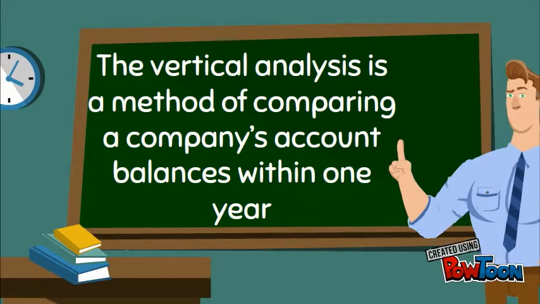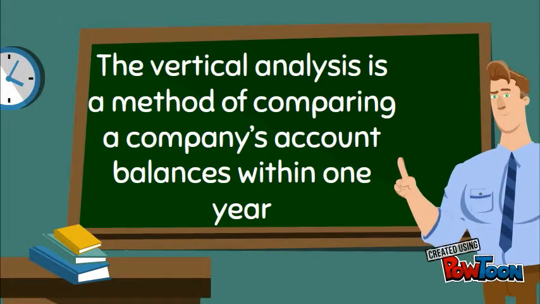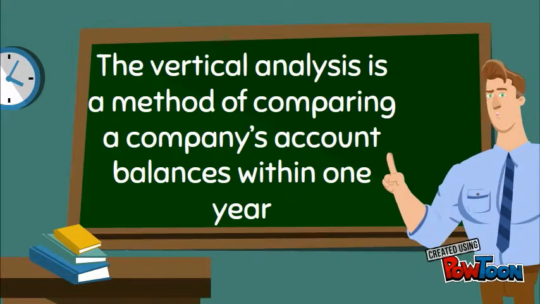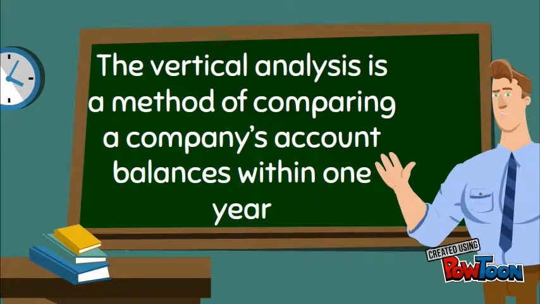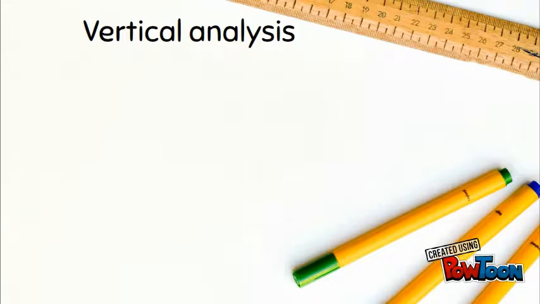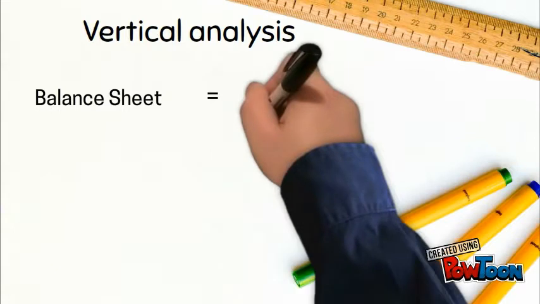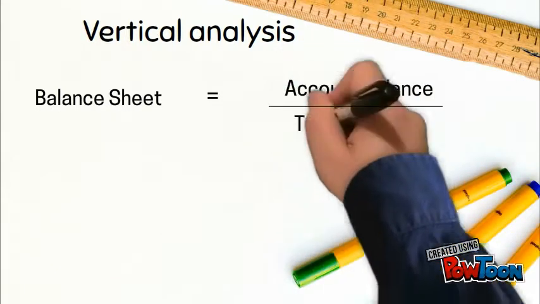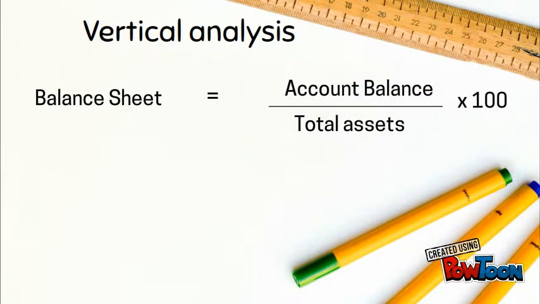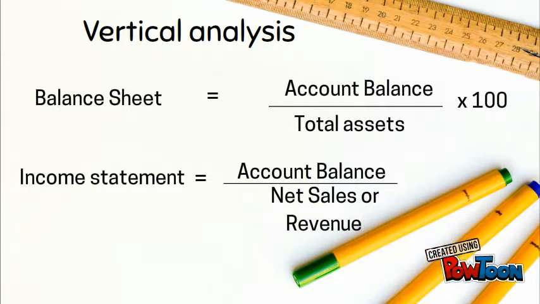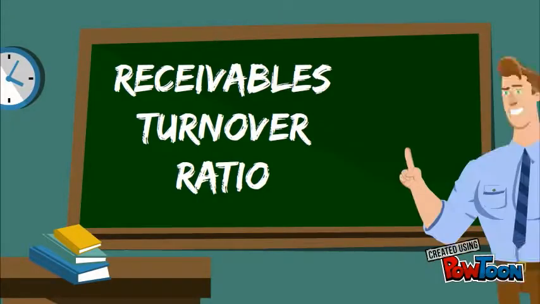Whereas the vertical analysis is a method of comparing a company's account balances within 1 year. This is normally conducted on both the balance sheet and income statement. The vertical analysis is calculated as follows. For the balance sheet, the account balance is divided by total assets and multiplied by 100 to get a percentage. Regarding the income statement, the account balance is divided by net sales or revenue and also multiplied by 100 to get a percentage. Now for the ratios.